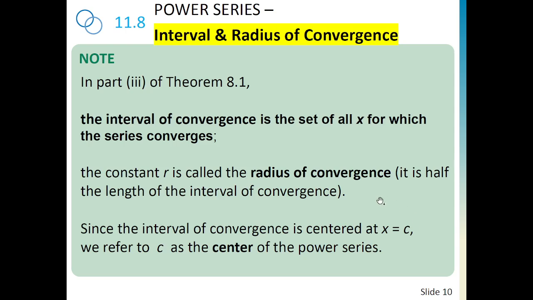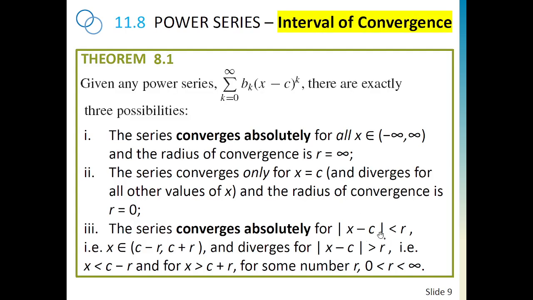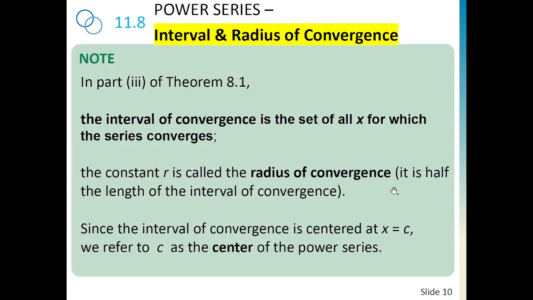So for all x's inside that interval, the series will be convergent. If we plug any x outside that interval, series will be divergent. Radius of convergence, that's something that we will be looking for also. So you see, as soon as I get this expression, x minus c, c is the center, r is the radius, so it's going to be quite easy to find. But in general, radius of convergence is half length of the interval of convergence.